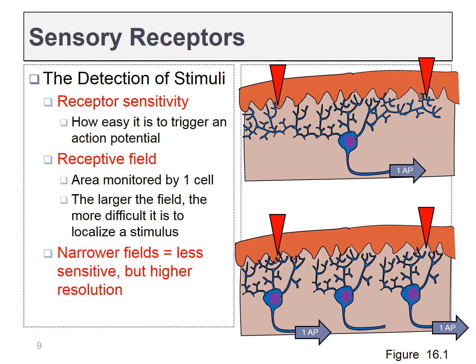If you have a large receptive field, that means you've got a lot more dendrites. And if you've got more dendrites, that means you've got an increased capability of having small signals summed together to bring the axon hillock to threshold. On the other hand, with a narrower receptive field, you've got fewer chances for summation, but this is going to lead to higher resolution.